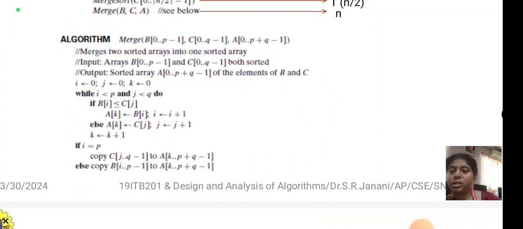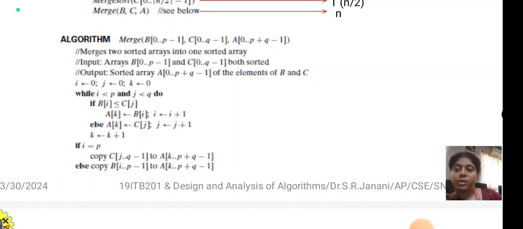Next is merge. First we divide, then we solve the problems and combine. Here we give input as the b array and the c array, of sizes 0 to p minus 1 and 0 to q minus 1. The output we get is from 0 to n minus 1 elements, where p plus q is also called n. So by combining b and c, we get an array.